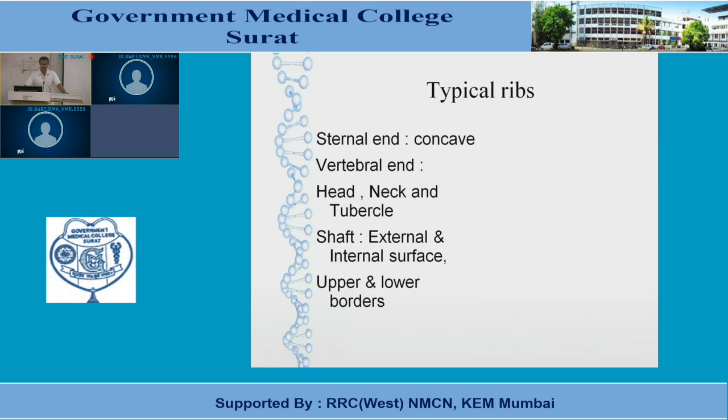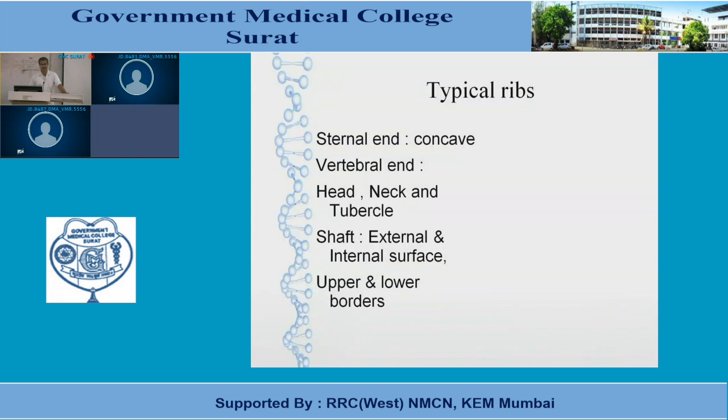In relation with the posterior part, what is present there? Head, neck and tubercle. Now the head, neck and tubercle show attachment with the transverse process of the thoracic vertebra with the help of the costotransverse ligament: upper, lower and lateral costotransverse ligament in relation with the transverse process of the thoracic vertebra. This is about a typical rib.